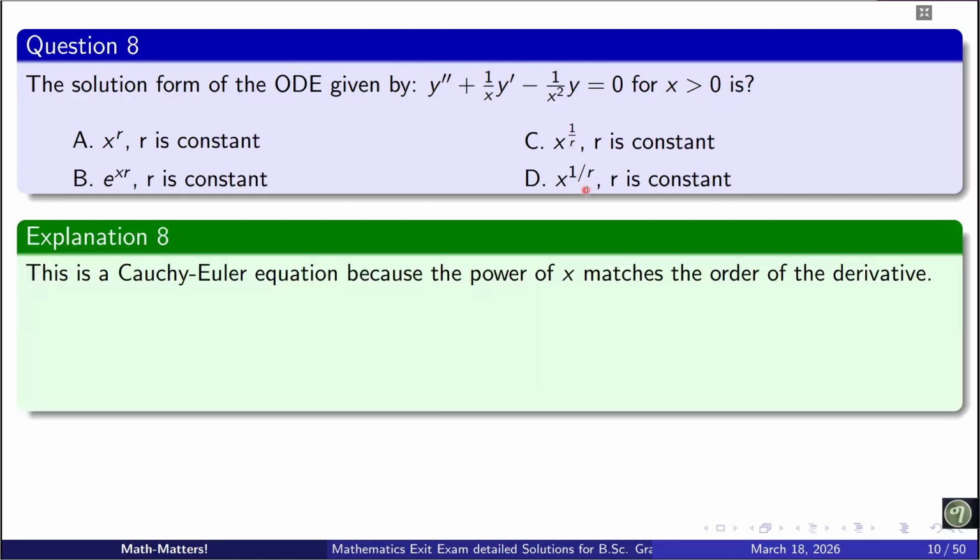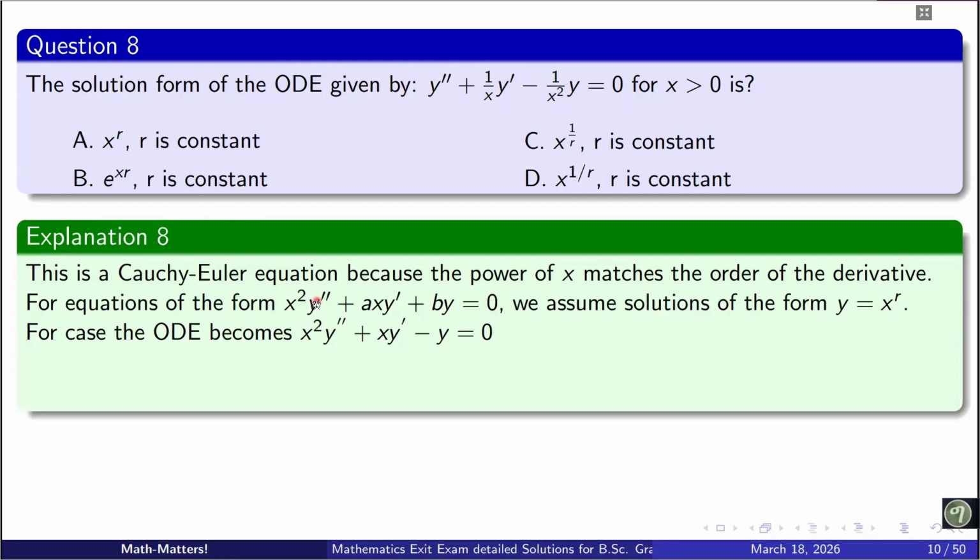And therefore, we know that the given ordinary differential equation is a Cauchy-Euler equation, because the power of x matches the order of the derivative. That means if we multiply both sides of this equation by x squared, we have x squared times the second derivative of y, plus x times the y derivative, minus y is equal to 0, so that we have x squared y second derivative. Therefore the exponent of x is 2, and the order of the derivative is 2, so that it matches.